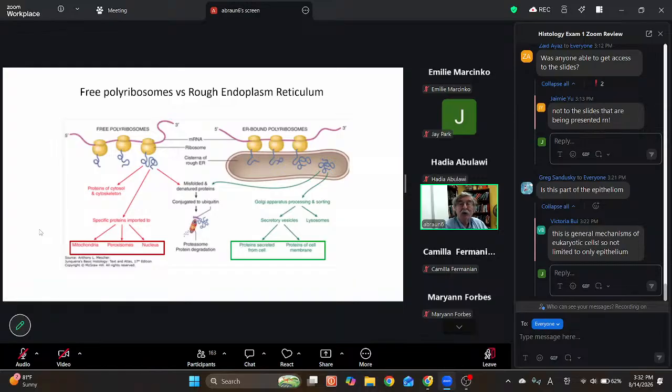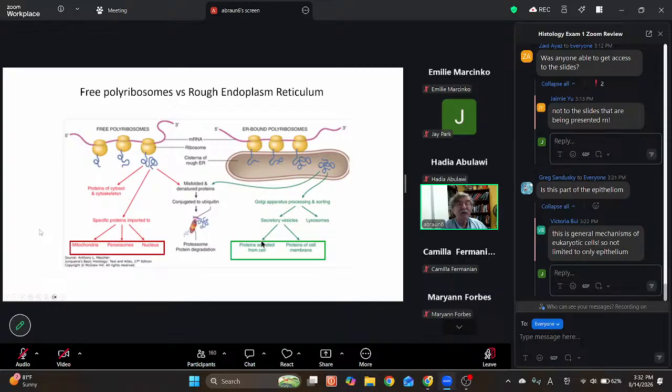This figure here summarizes a number of things I just mentioned to you. In rough endoplasmic reticulum, you have polyribosomes bound to the surface, and the peptide chains, as they're being produced, become inserted into the lumen of the rough endoplasmic reticulum. Then transport vesicles transfer the peptides to the Golgi apparatus, where they are further processed and receive further post-translational modifications, and they are packaged for export to different places.